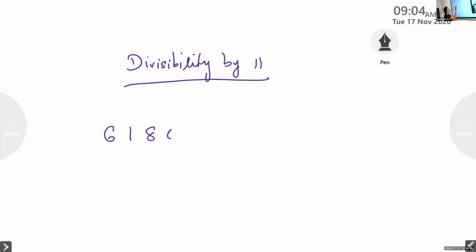Yes, ma'am. Like this, divisibility by 11. If you take 6, the first number, don't take that 1. You take 8, alternate digit. The next one, next 9, alternate digit. Add these. What is the answer? 23. So we got the answer.